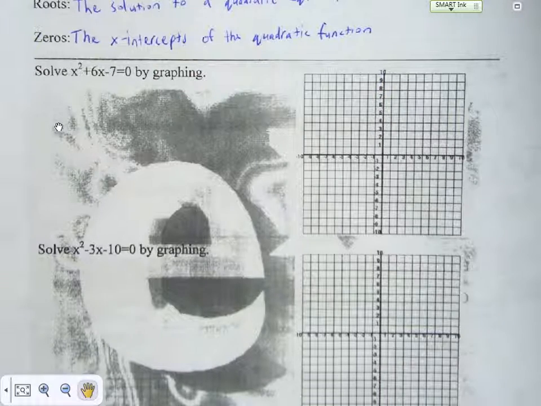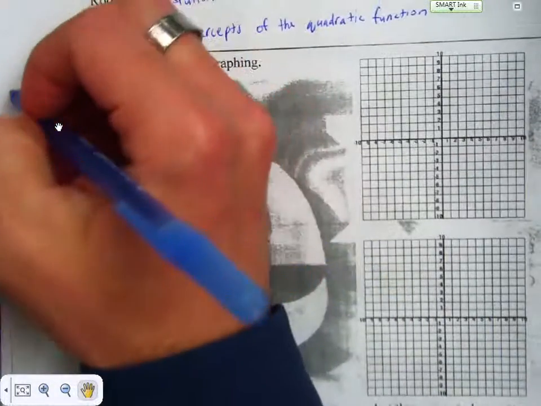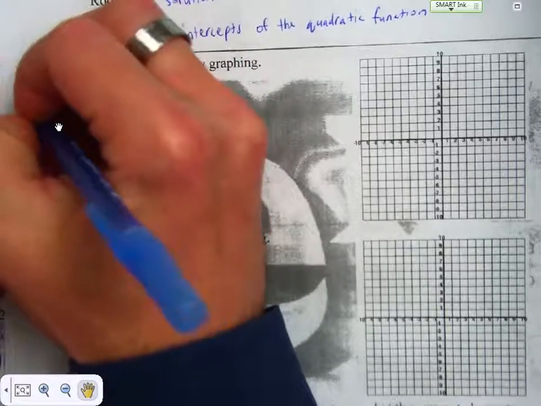Let's go to this example. It says solve, and we have x squared plus 6x minus 7 equals 0. I'm going to, off to the side here, remind you how you can solve it by factoring. There's lots of different ways to solve quadratic equations. I'll remind you how to solve a quadratic equation by factoring. So let's rewind a little bit.